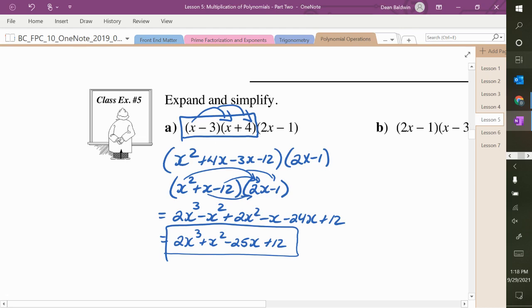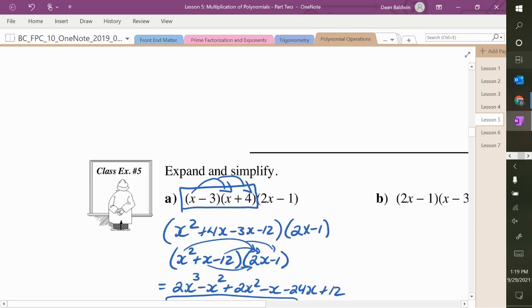Okay? Any questions about that? Yep. Could you multiply the binomial into the first set of brackets because you are multiplying like three binomials? Say that again. The 2x minus 1, can you multiply that into the x squared plus x minus 12 and get the same thing? Yeah. It's the same thing. It's like 2 times 3 is the same as 3 times 2. Your choice. Any other questions?